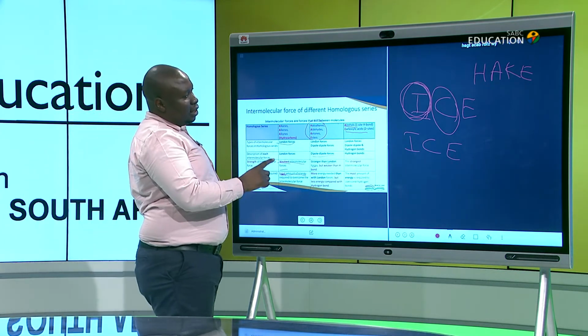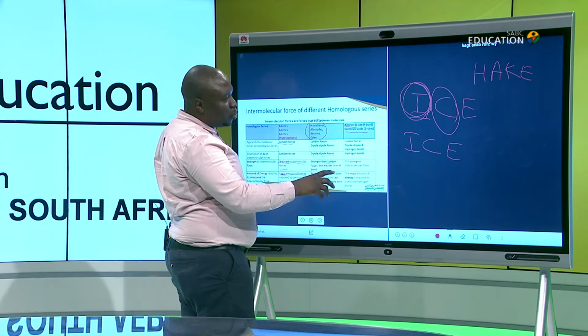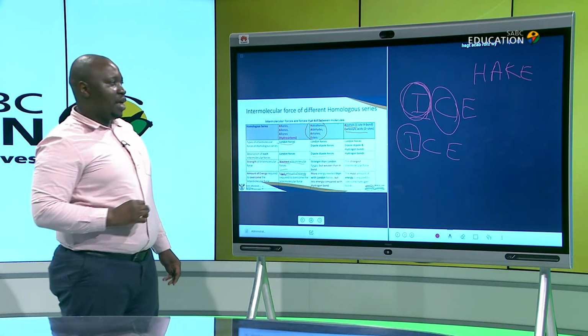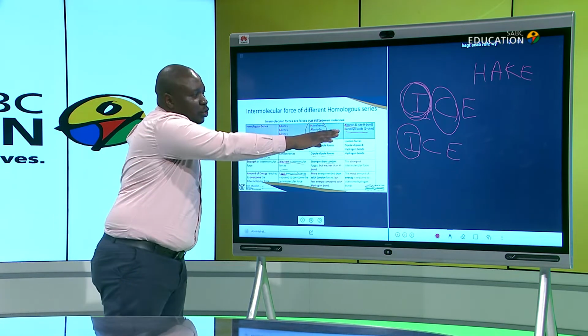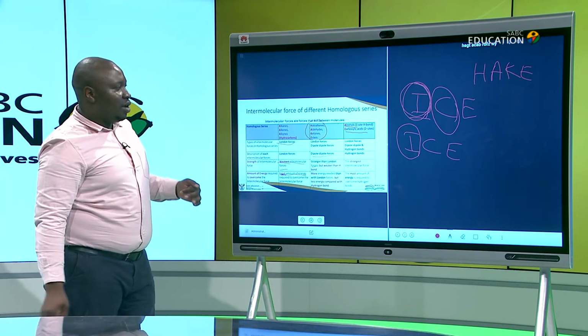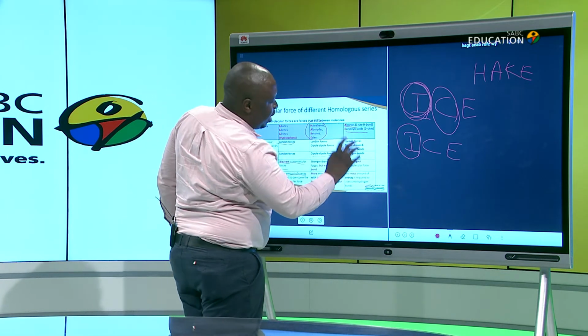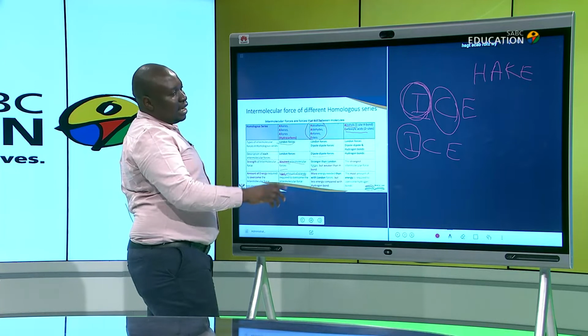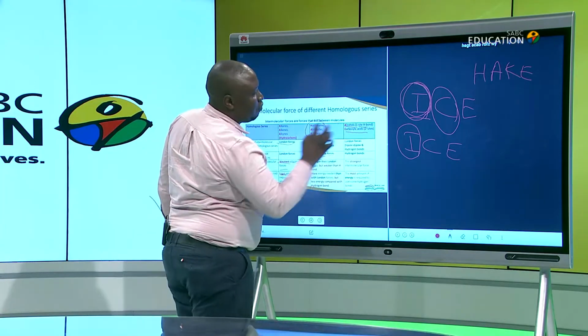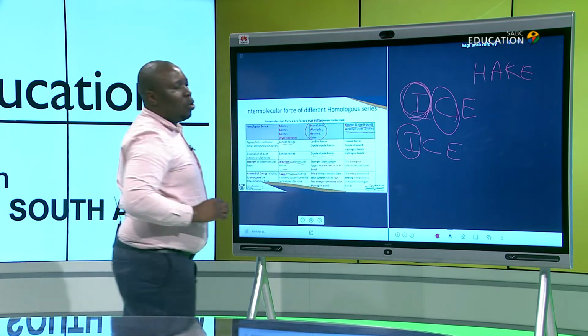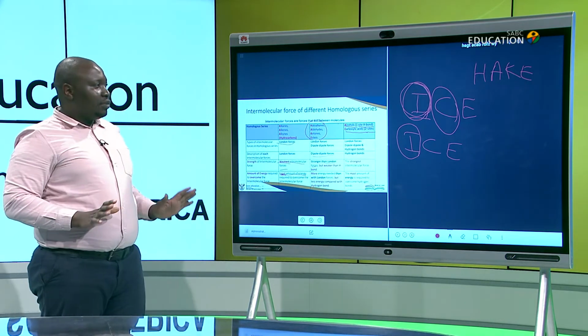I still emphasize that the first thing you do when you see an alcohol is identify the type of intermolecular force, to say it's hydrogen bond. Carboxylic acids also have hydrogen bond, but the difference is that alcohol has 1 side of hydrogen bond, and carboxylic acid has 2 sides. I think I was very clear on that one.